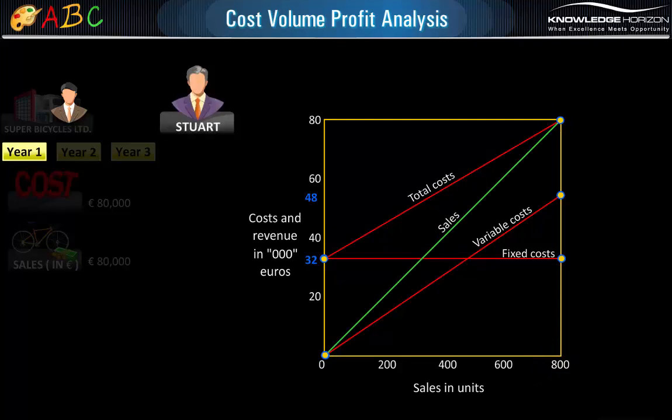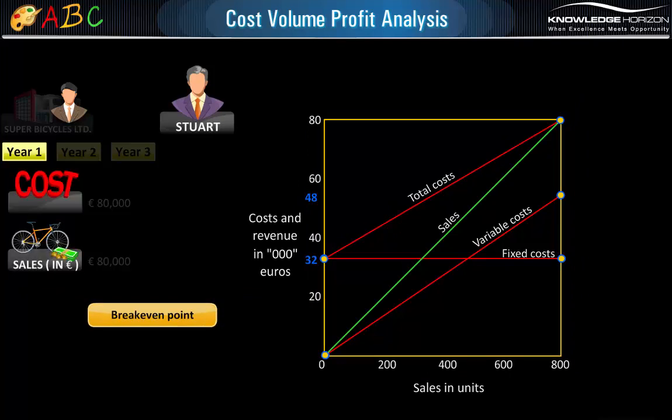Stuart can easily see the break-even point from the graph. The break-even point is the point at which the sales line and the total costs line intersect each other. The sales line and the total costs line intersect at the point corresponding to 800 bicycles. In the first year, the total costs are equal to the sales revenue, and the break-even point is at the sale of 800 units of bicycle.